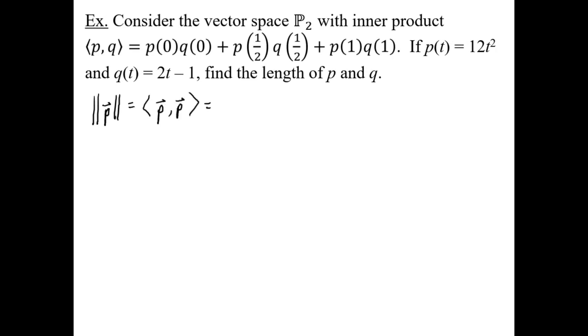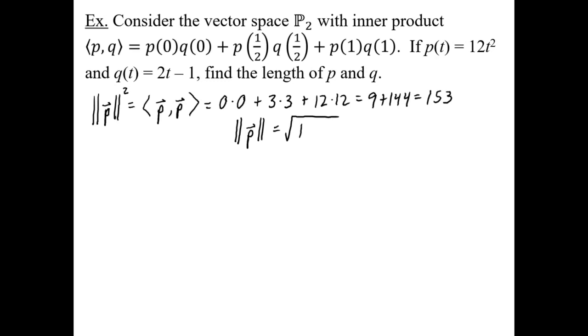So evaluating P at 0, I get 0. And so I multiply that by itself. Evaluating P at 1/2, I get 12 times 1/4, which is 3, times itself. And then if I plug in 1, I get 12 times itself. So we get 9 plus 144, which is 153. Oh, and I'm sorry, I misspoke at the beginning. That was the magnitude squared. So that means that the magnitude of P would be the square root of 153.